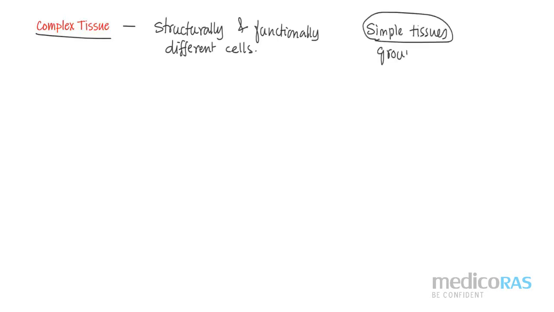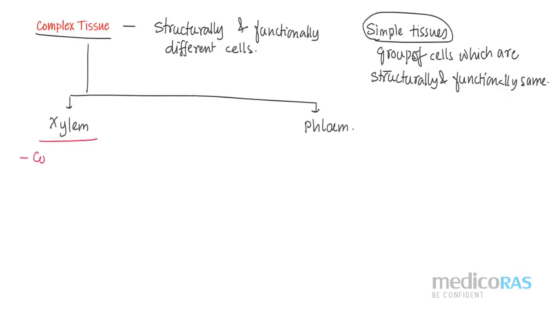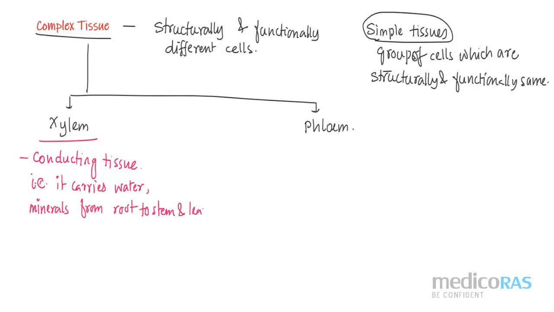In case of complex tissue, they are structurally and functionally different cells, whereas the simple tissues are a group of cells which are structurally and functionally the same. Complex tissue can be categorized into two different types, xylem and phloem. Xylem is the conducting tissue, that is, it carries water and minerals from root to stem and leaves.